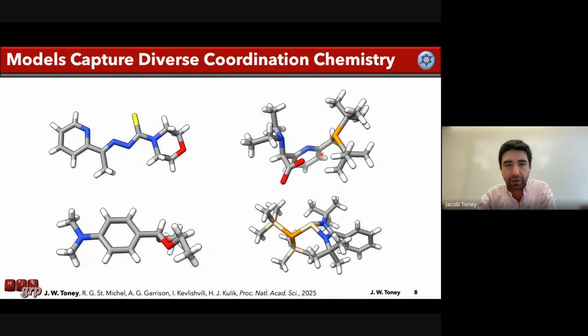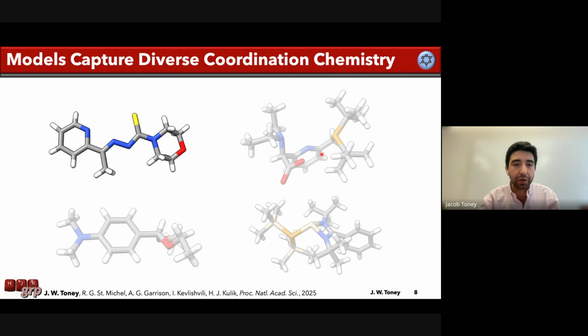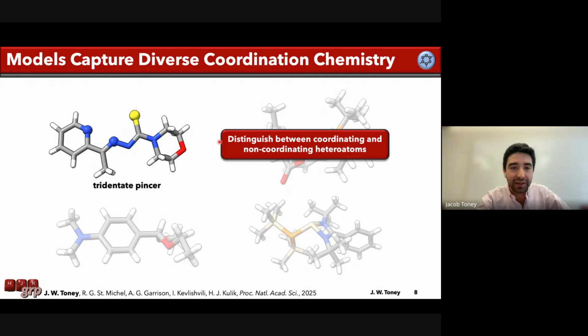And then finally, I like to close this section by showing a couple of different examples that these models generalize to pretty diverse coordination chemistry. So zooming in on this one complex here on the left, we can play a little game. Happy to take guesses if anyone thinks they know how it's going to coordinate to a metal. But it ends up being a tridentate pincer ligand, where this nitrogen, second nitrogen, and sulfur atom come in and coordinate. So our model is able to distinguish between coordinating and non-coordinating heteroatoms. It doesn't see the oxygen and the nitrogen and just simply count all 5 of them, return 5.